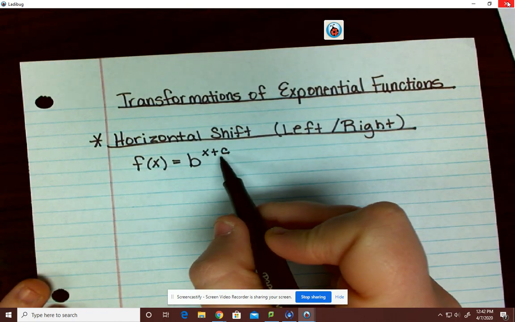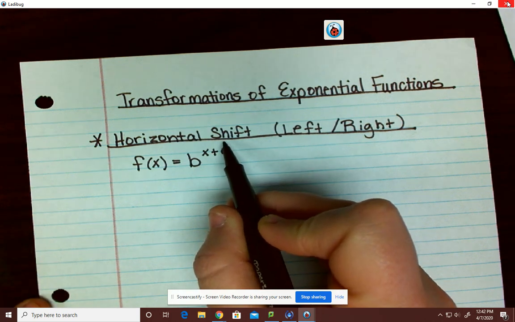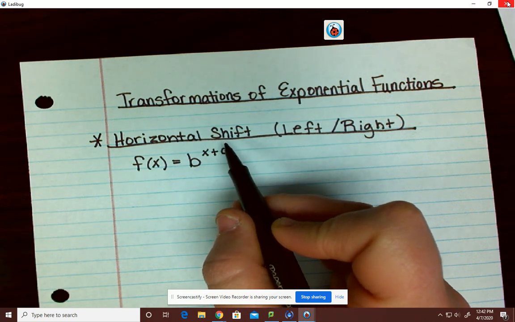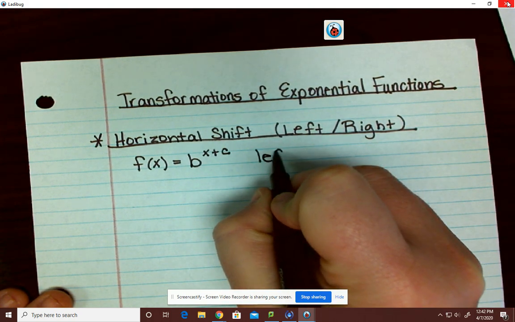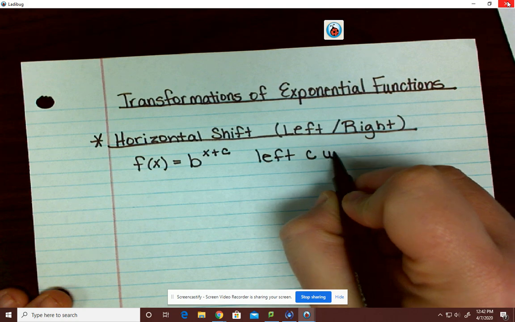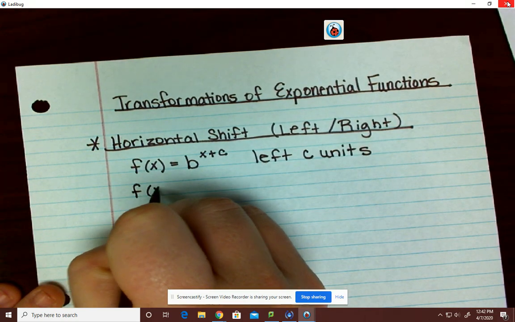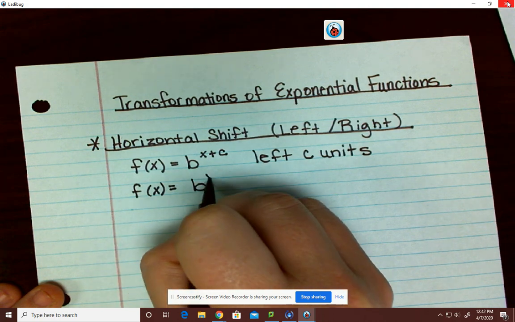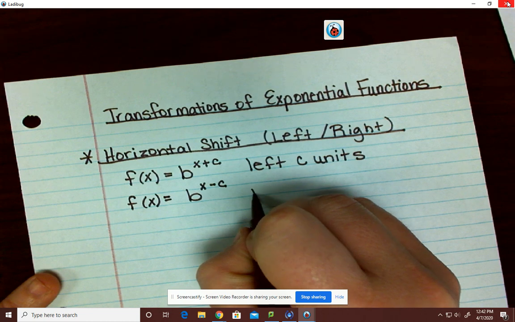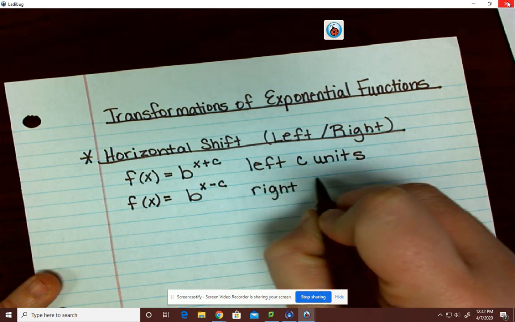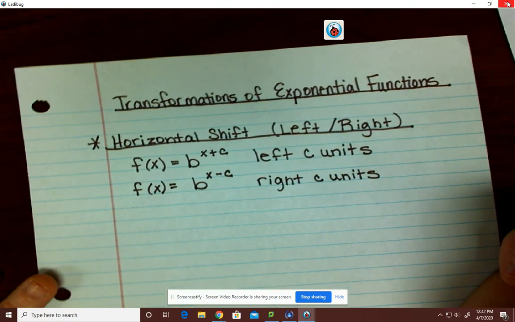So this plus c, it's opposite of what we think with the horizontal shift, just like it was when it was inside the parentheses and all that. So this is going to move it to the left that many units. And if you have some number that's being like x minus 3, that would move it to the right that many units. So we have our horizontal shift.